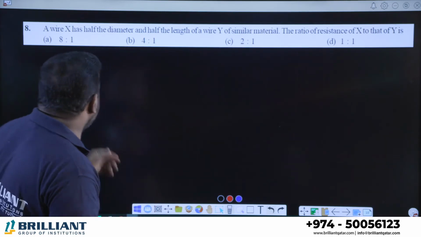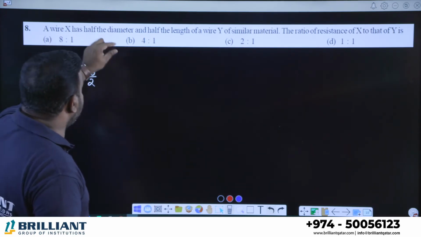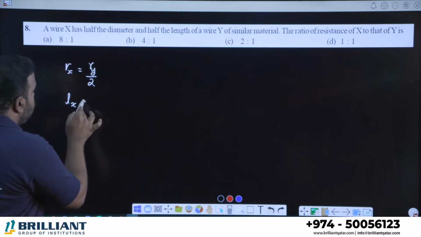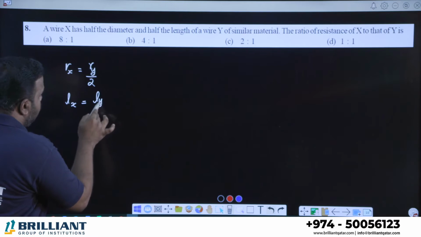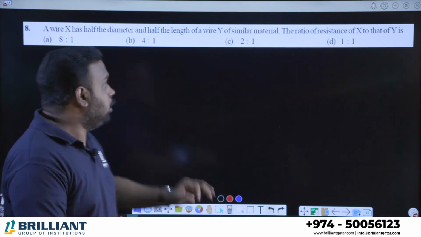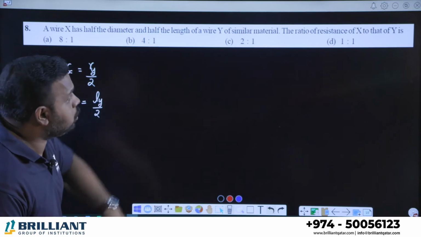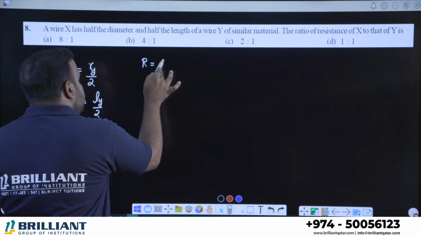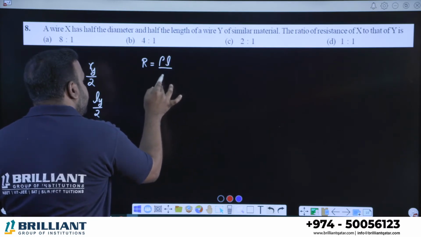And what is the second information? Wire X has half the length. That means the length of X is also half the length of Y. These two are the given information, right? Then the ratio of resistance of X to that of Y. So what is the formula for resistance? You know that R is equal to rho L by A.